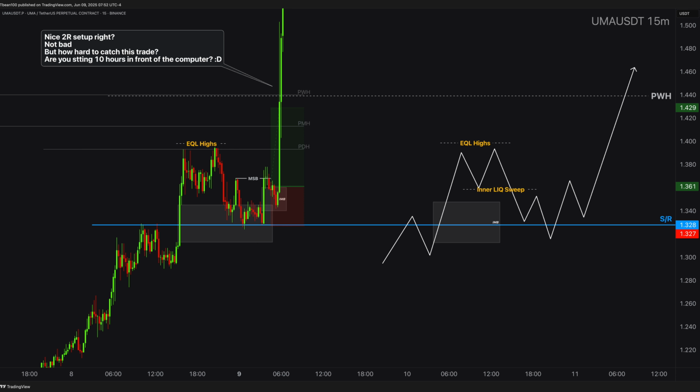So after all that, what happened? An inner liquidity sweep right above the imbalance and SR flip. And then the rest is smart money and price action concepts to trade. I hope all of this is clear, because these are the things that you already know really well.